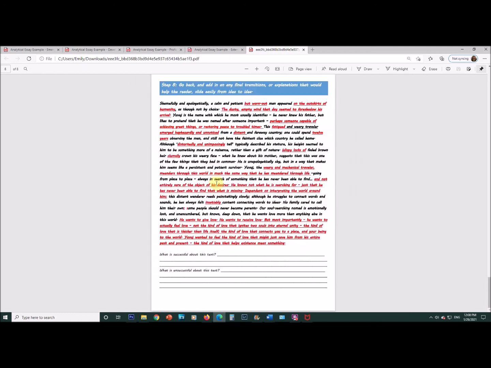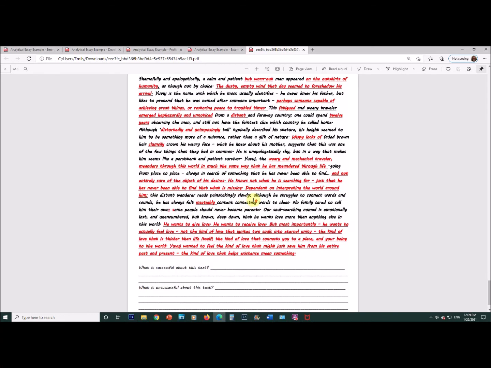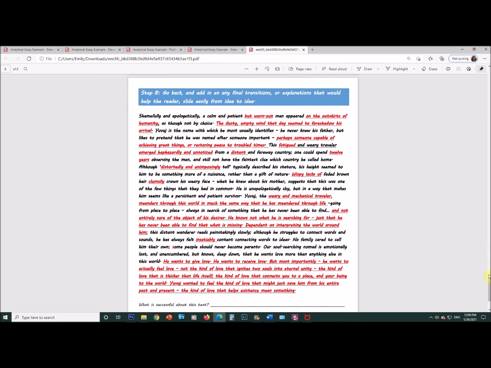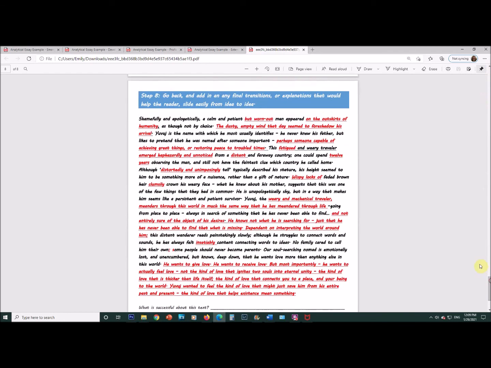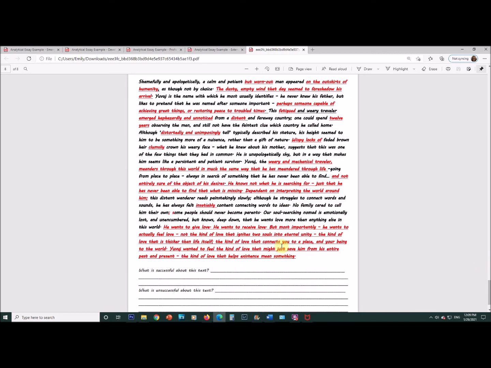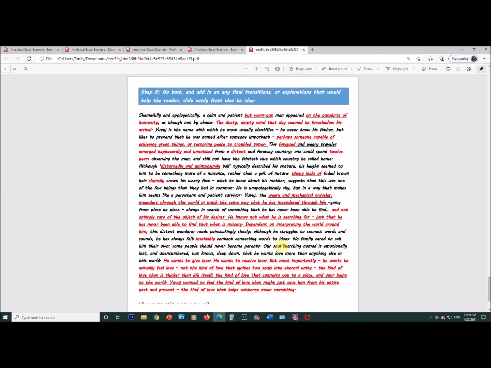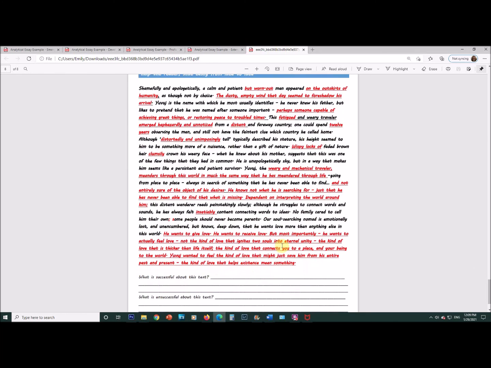So when we look at what is successful, I think there's a lot that's successful in this version compared to this version. In our final version, we have description, we have explanation, we have background stories, we have sentence variety, we have expanded vocabulary. What doesn't work? Actually, that sounded really arrogant. I'm like, what doesn't work? I don't even know.